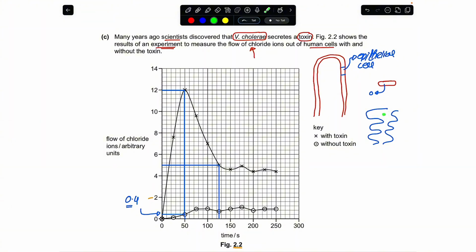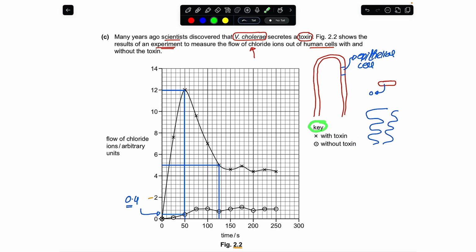So if the toxin is there, more chloride ions would come out of the villi into the lumen. And we know that as a result, more water would get out of these epithelial cells and the person would suffer from diarrhea.